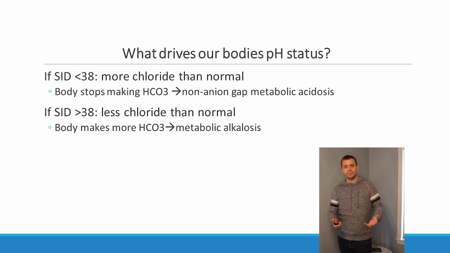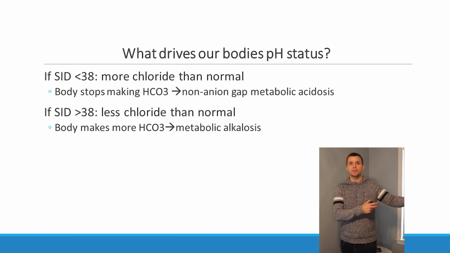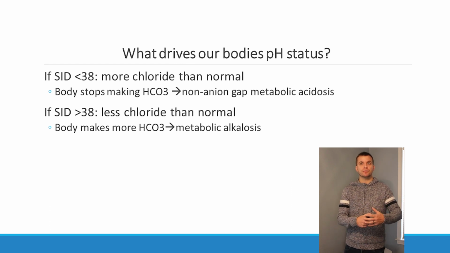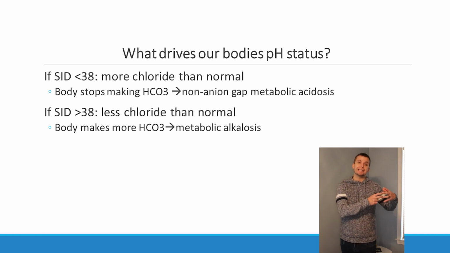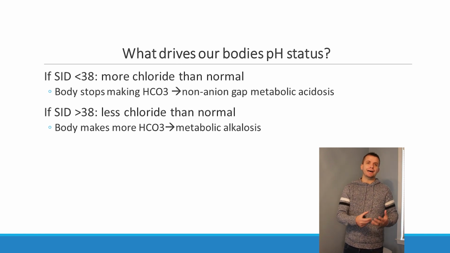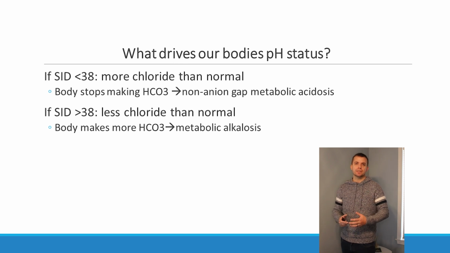If your SID is greater than 38, then you either have more sodium than you would expect or less chloride, depending on how you want to look at it. But you have all this sodium that's not attached to anything, so the body makes bicarb in order to stay neutral, and so you end up with a metabolic alkalosis. So if your SID is less than 38, you have a non-anion gap metabolic acidosis. If your SID is greater than 38, you have a metabolic alkalosis.